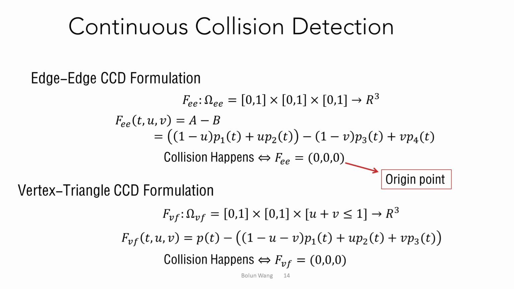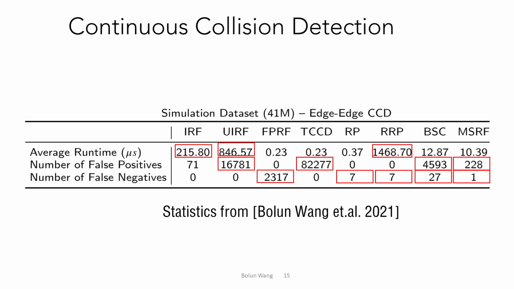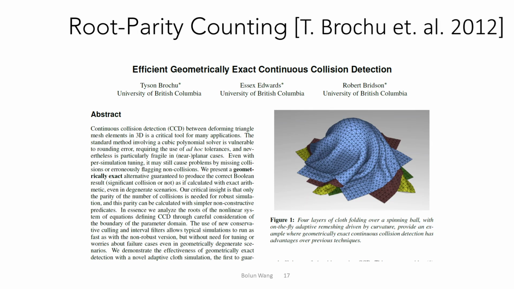Many methods attempt to exactly detect collisions by solving these functions under floating point arithmetic. But unfortunately, none succeeds. This page shows the statistics from our previous work. It shows that these methods are either too slow, or report too many false positives, or have false negatives, which means missing collisions. Among these methods, Brochu et al. propose a geometric method to detect the root parity of CCD functions.